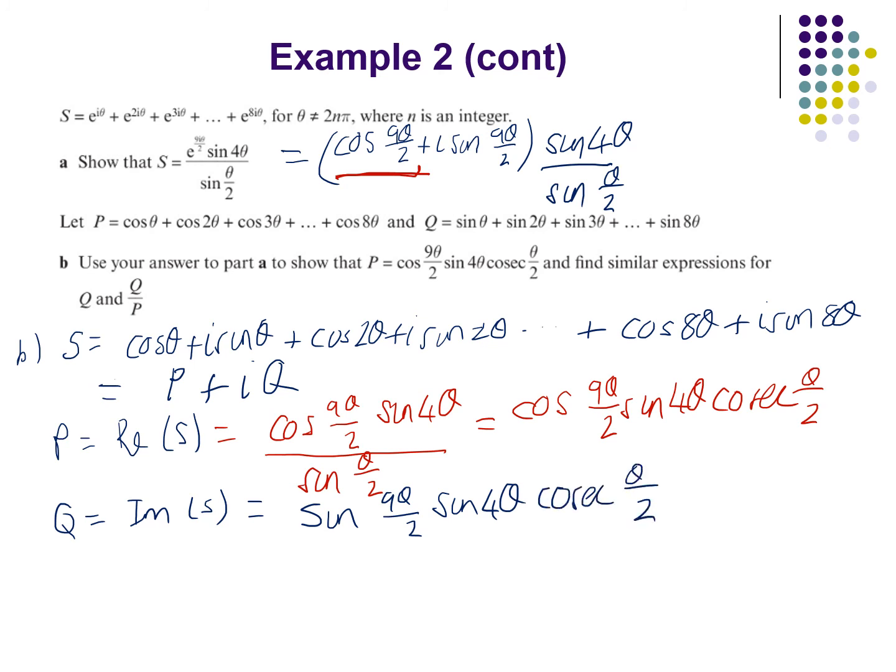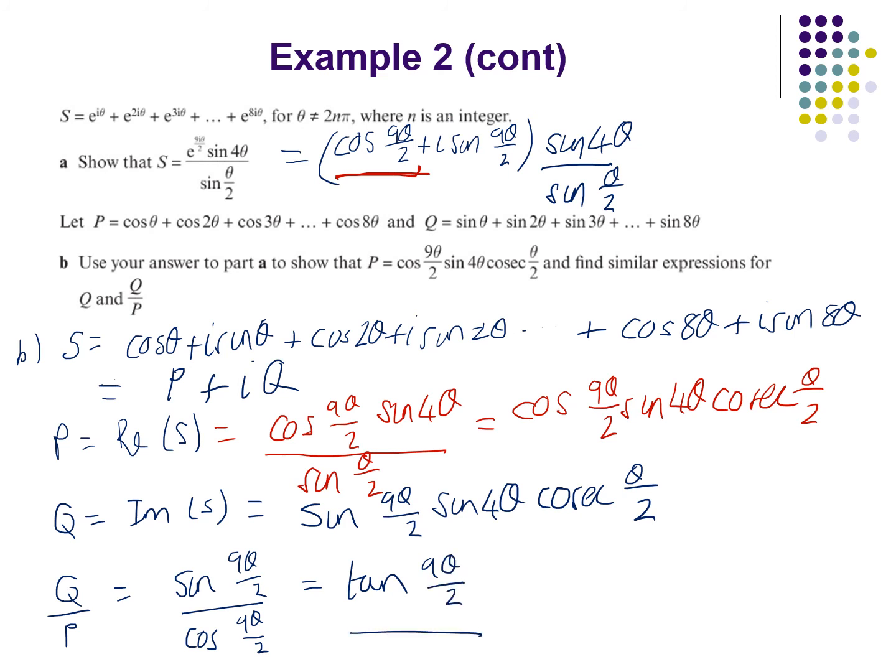All right, and the last bit, Q over P. If we look at Q over P, this is quite interesting. If I do that divided by that, the sine 4 thetas cancel, the cosec theta over 2s cancel. So I simply end up with sine 9 theta over 2 over cos 9 theta over 2. And what does that equal? Tan 9 theta over 2. How clever is that?